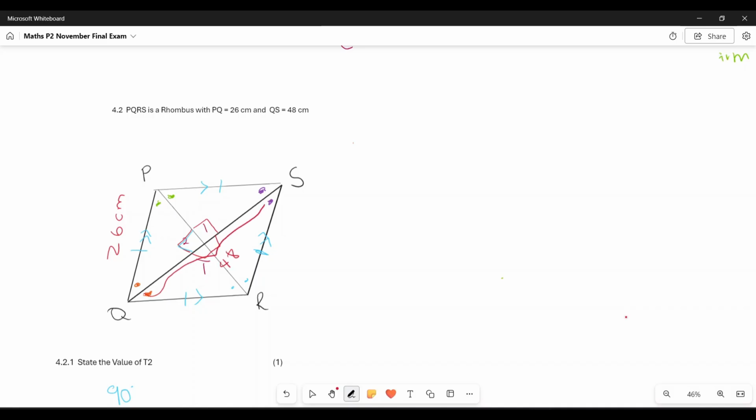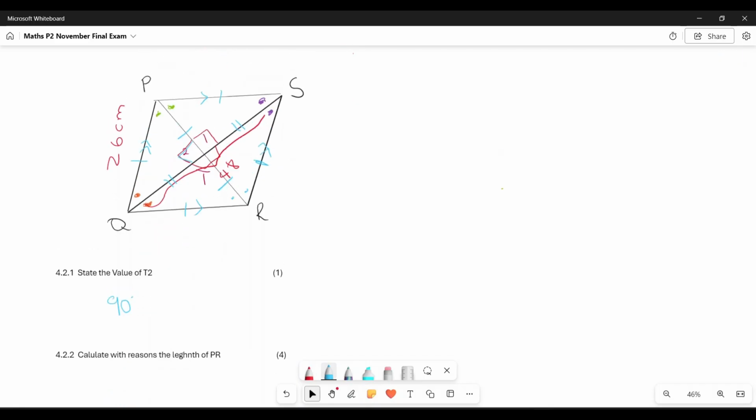And remember, with regards to your diagonals, the diagonals are going to be equal to one another. So this here is going to be equal to that. Your diagonals are bisected. This is going to be equal to that with regards to your rhombus in this instance. So now, what is the length that they want me to calculate? PR, right? So they want me to determine the length of PR.